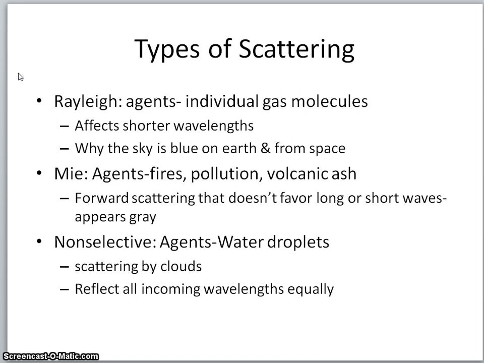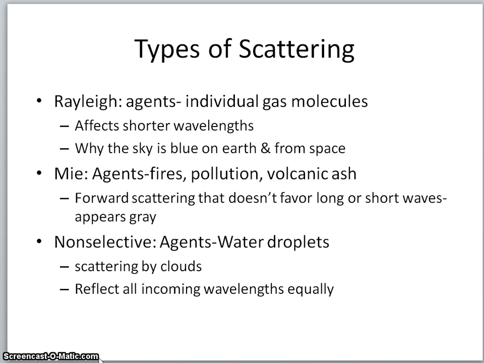Now, if anything's scattered, there are several different types of scattering: there's Rayleigh, there's Mie, and there's non-selective. Rayleigh scattering is caused by the gas molecules in the atmosphere, and it typically affects shorter wavelengths. So you're going to see more of the blues and the violets, although our eyes are more sensitive to the blue wavelength than the violet. It tells us why the sky is blue on Earth and when looking down at it from space.